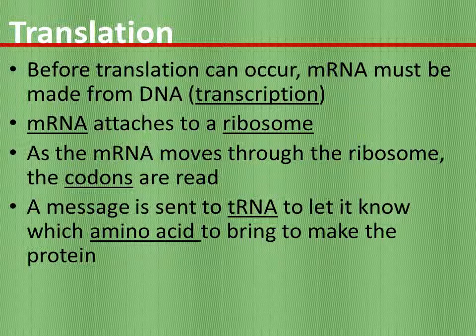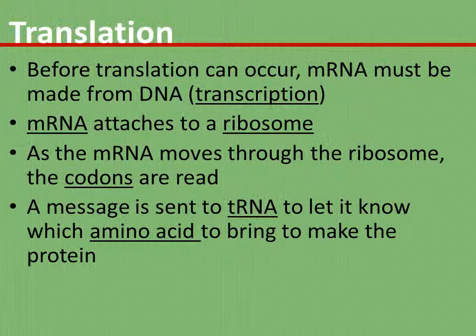When the ribosome does that, it's going to send a message to the tRNA, which is a separate type of RNA, and it's going to say, hey tRNA, this codon was read. This codon codes for serine. Bring serine. And tRNA will bring serine over. And as the mRNA continues to go through, each codon is read. The message is again sent to tRNA. tRNA is going to bring the amino acid.